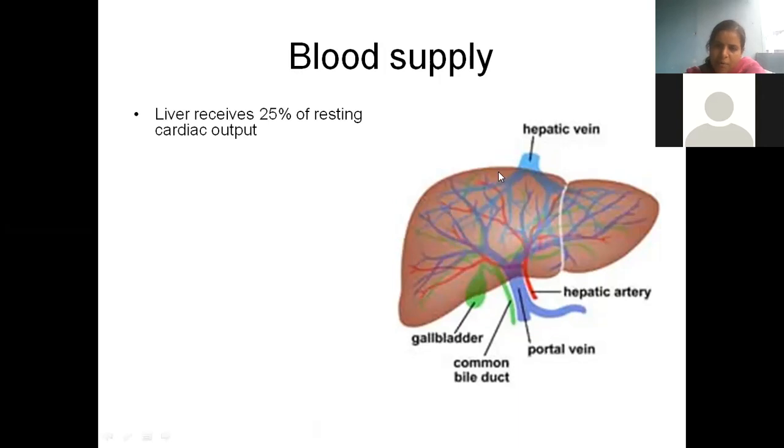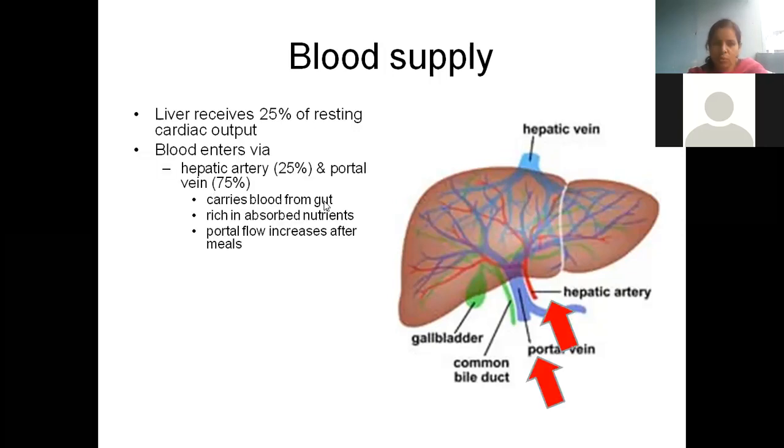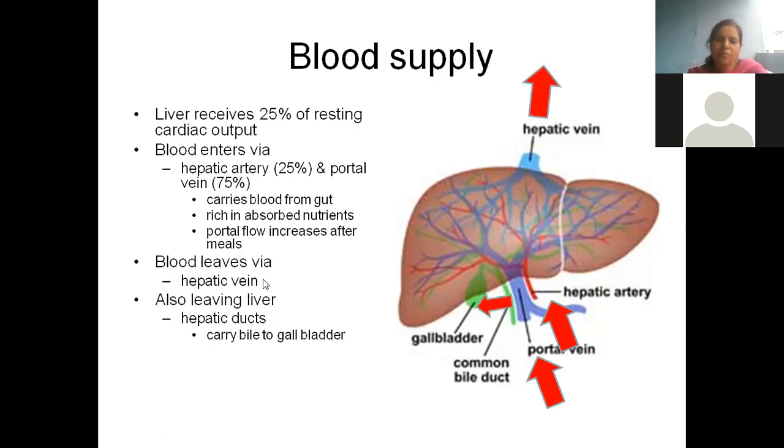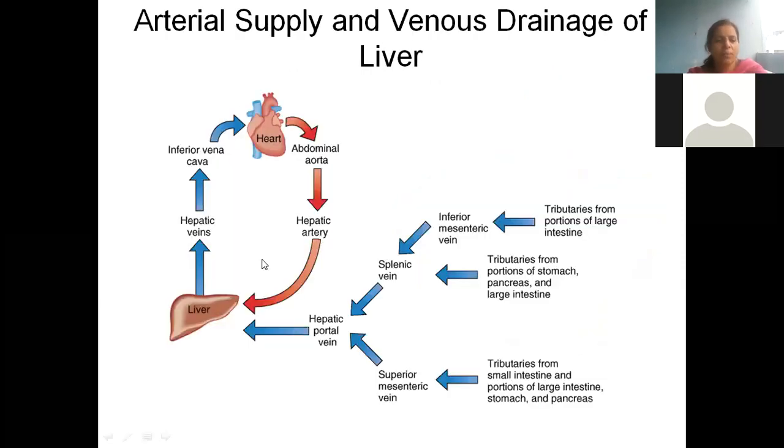From these ramifications you are finding the hepatic veins are forming. These hepatic veins will drain into the inferior vena cava. The liver receives 25% of resting cardiac output through this portal vein only. The hepatic artery is carrying 25% of the blood and the portal vein is carrying 75% of this 25%. So it is carrying blood from the GIT, which is rich in nutrients. Then blood is leaving via the hepatic veins. That means entering through the portal vein, leaving out through the hepatic vein, and the hepatic veins finally will drain into the inferior vena cava.